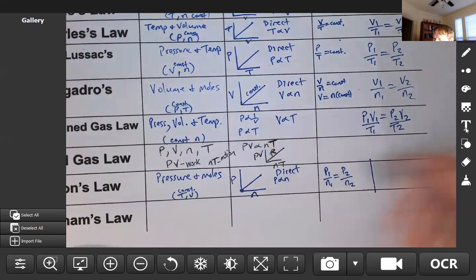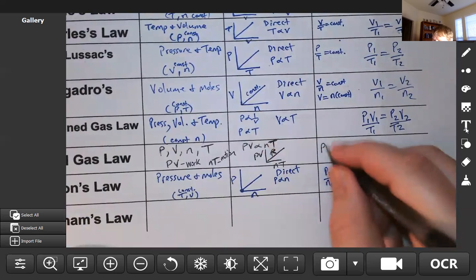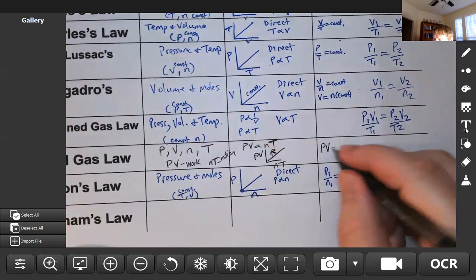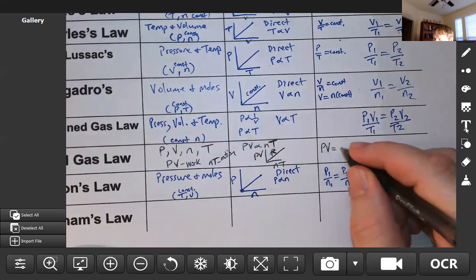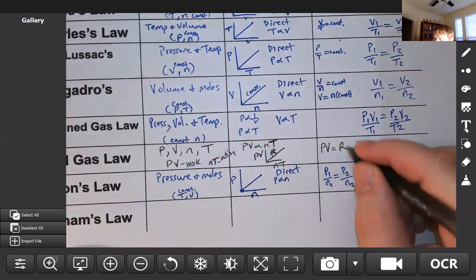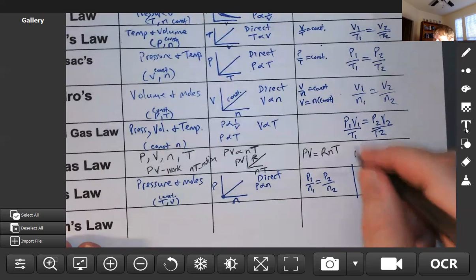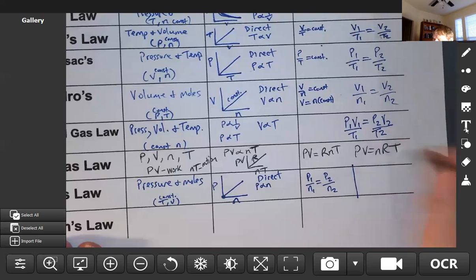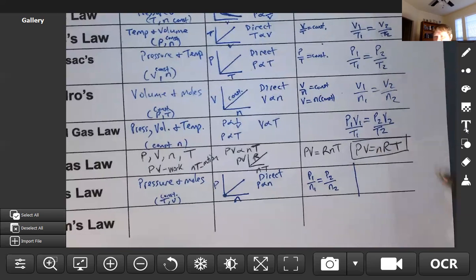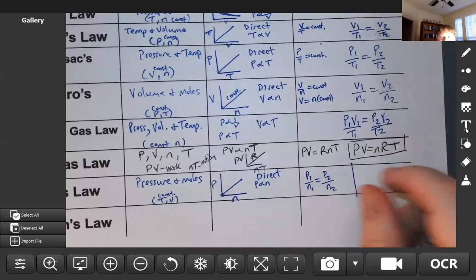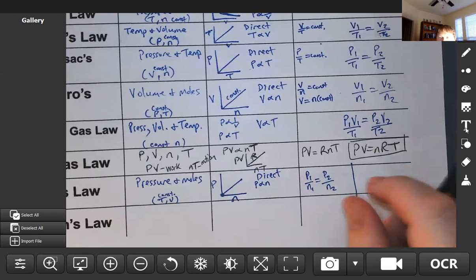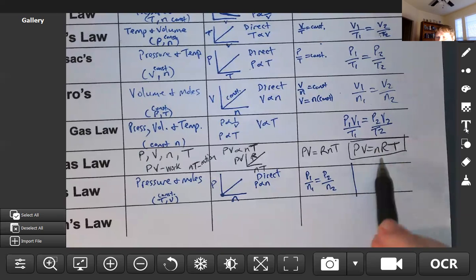So the equation, once we put it into y equals mx plus b form, is y, there's my y variable, equals m, which is R, times x, which is NT. And we rewrite that as PV equals nRT. There's no reason to do that other than it rolls off the tongue easier. People call this equation the PV equals nRT equation, which I guess is better than the other options. So anyway, this is the PV equals nRT equation.